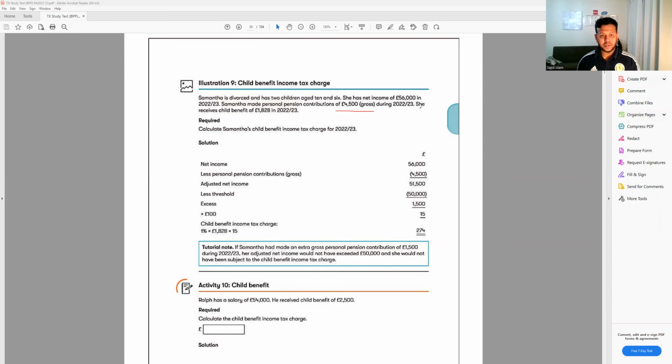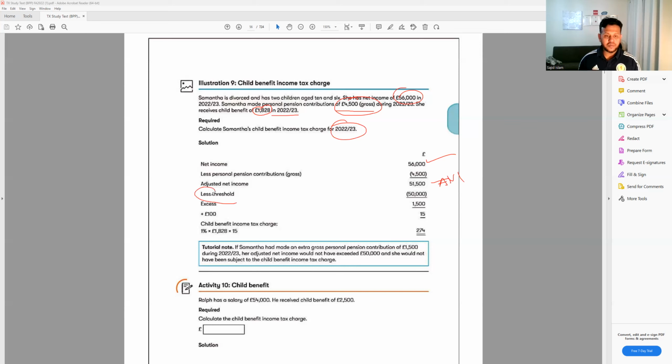During 22-23, she received a child benefit of 1828 in tax year 22-23. Calculate Samantha's child benefit income tax for the year. So net income 56,000, no problem. And less the personal pension contribution, PPC, always minus the gross. The question gives us the gross, so we don't have to make it gross. But in the exam, most likely they'll give you the net, not the gross. We minus it, so we have an ANI, adjusted net income, that is 51,500.